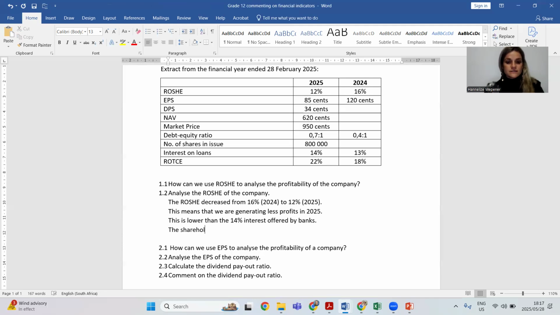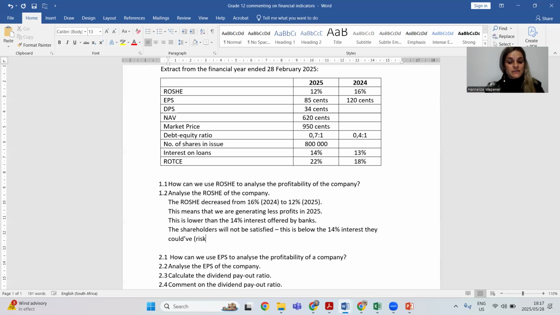So the shareholders will not be satisfied, because this is below the 14% interest they could have earned risk-free, remember, risk-free, by depositing their money in a fixed deposit. That would have meant the money stays in the bank account and just earns interest at 14%.